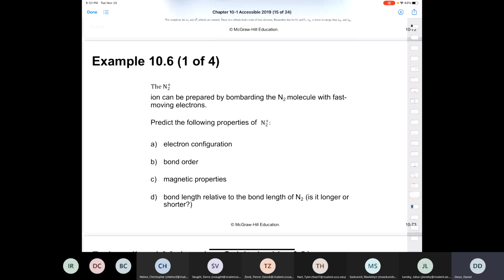Well, let's look at the kind of question that you might be asked on your next exam where you'd have to apply this. It says, what if you have the N2 plus ion? It can be prepared by bombarding nitrogen with fast moving electrons. We want to predict its electron configuration, its bond order, its magnetic properties, and the bond length relative to the bond length of N2. Is it shorter or is it longer?